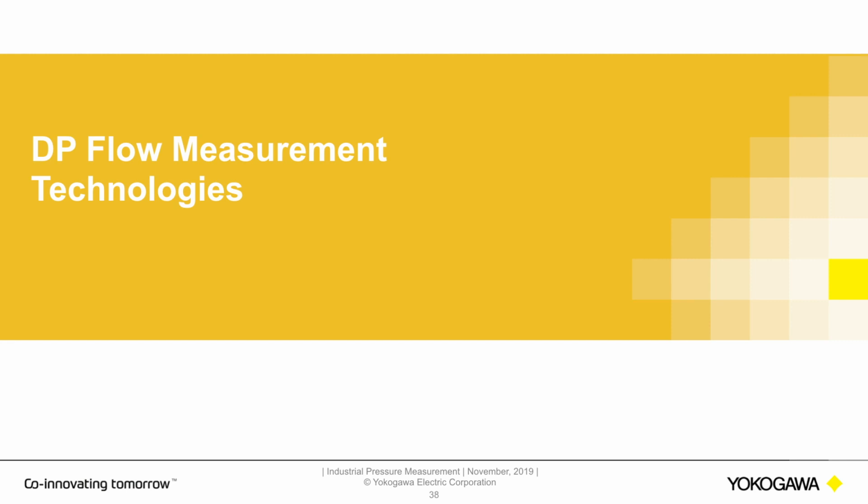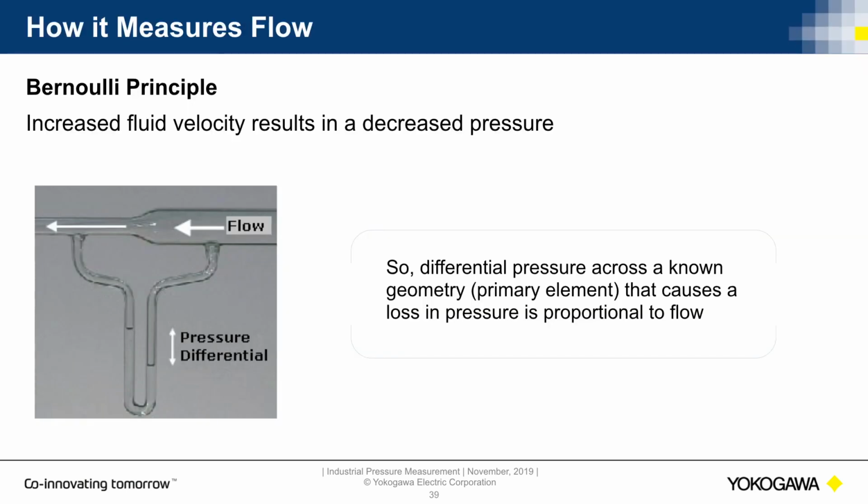So, DP flow measurements using the transmitters. As we know, how this flow is measured is based on Bernoulli's principle. The increased fluid velocity results in decreased pressure. So the differential pressure across a known geometry or a primary element, that causes that loss in pressure, and that is proportional to the flow.